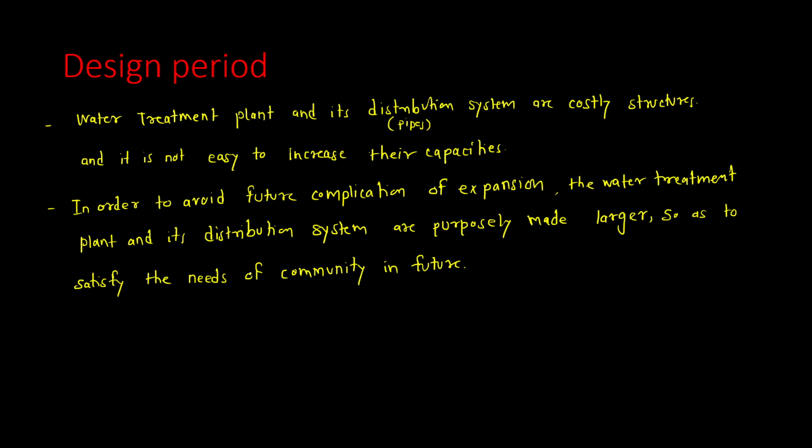So this is the meaning of design period. Now what is the design period for the water treatment plant? For the water treatment plant, the design period is generally 15 years, and for the distribution system it is 30 years.